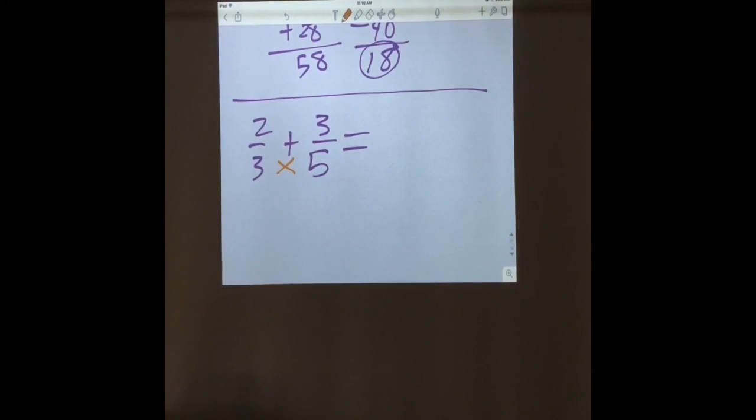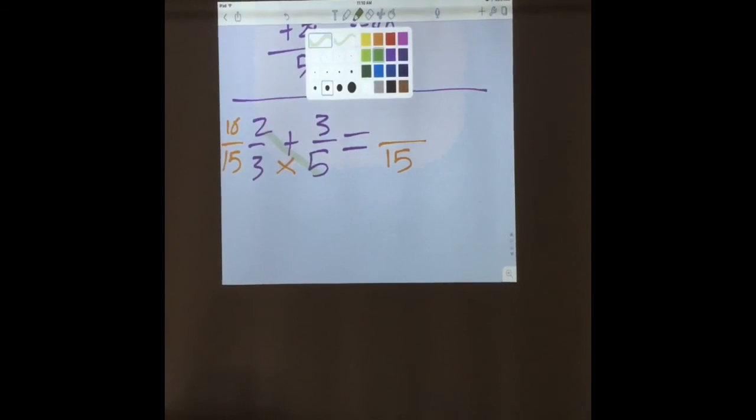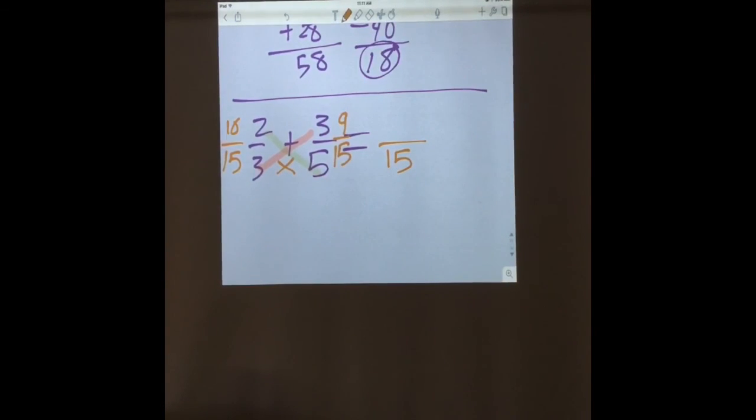Okay, multiply the bottom, which is? 15. Our answer is going to be 15 on the bottom, right? And then we're going to cross multiply. 5 times 2 is 10. 10 over what number? 15. Good job. And then let's cross multiply the other way, right? 3 times 3? 9 over 15, right? So 10 plus 9 is 19 over 15.